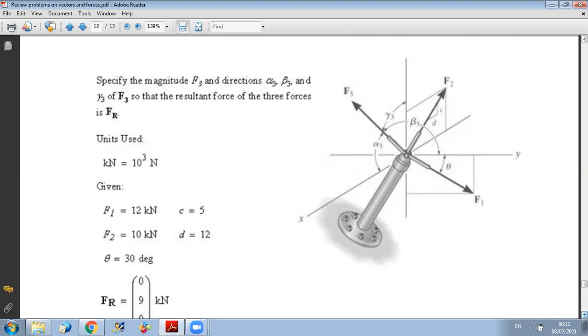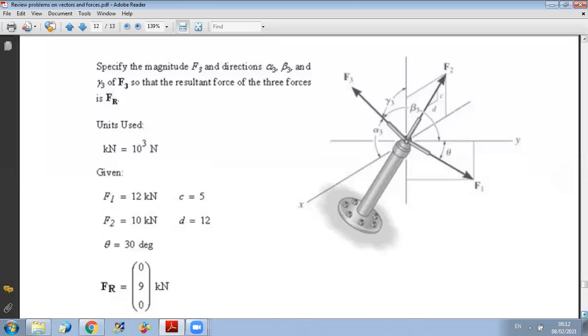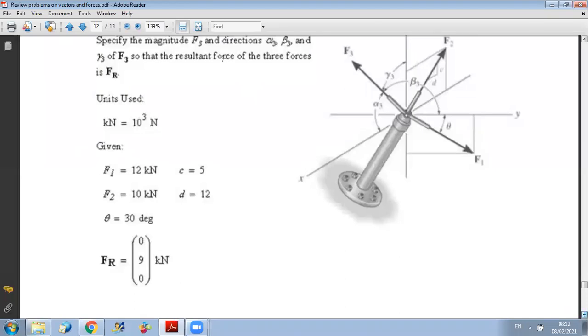Okay? So let us see what we have. We have 3 forces, F1, F2, and F3, and the resultant, Fr, which is given. Look, Fr is given here as a vector with components. This presentation means that Fr has only a component along y, and I can write from this that Fr as a vector is equal to 9j. Okay? So I know the resultant vector completely.